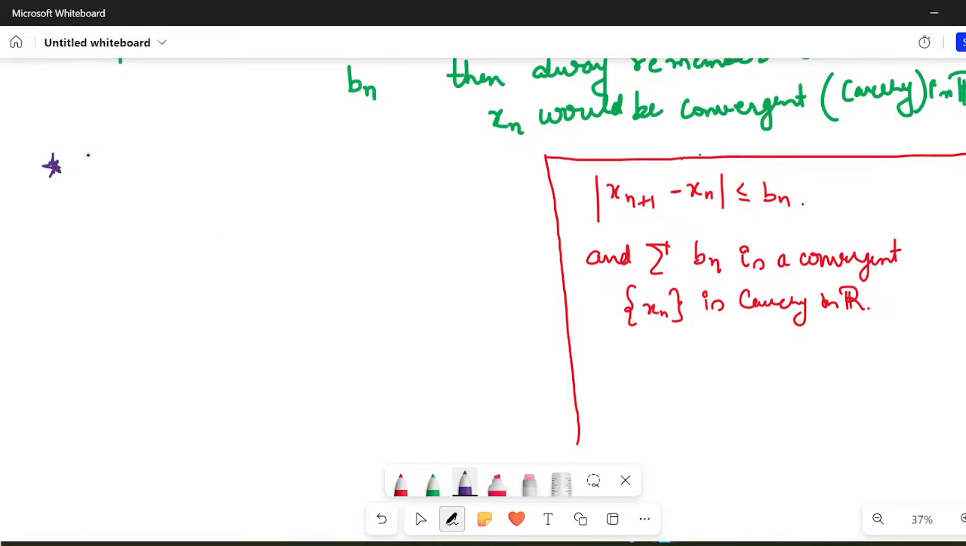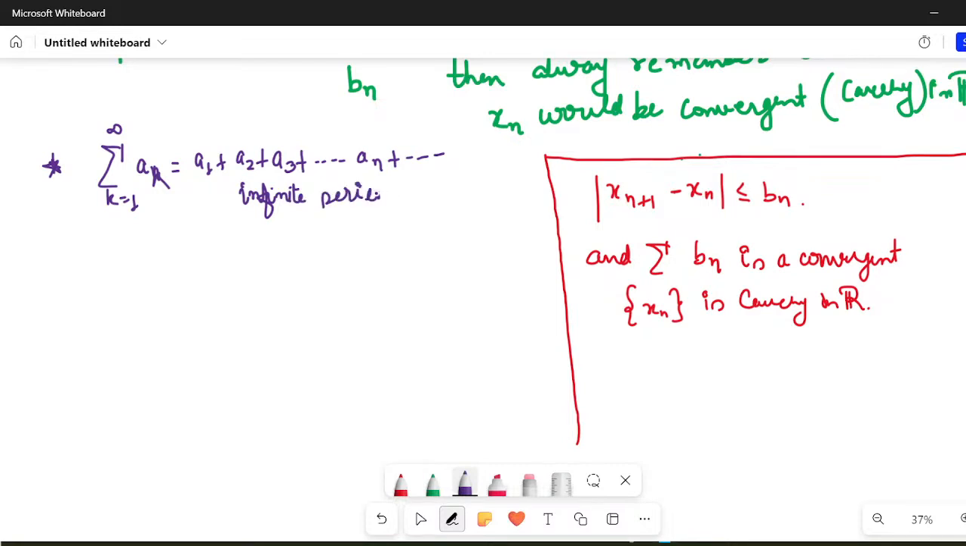Always remember what a series is. Let us say summation a_n is a series, that implies a_1 plus a_2 plus a_3 and so on up to a_n, and then it goes on. So this is from k equals 1 to infinity. This is your infinite series.